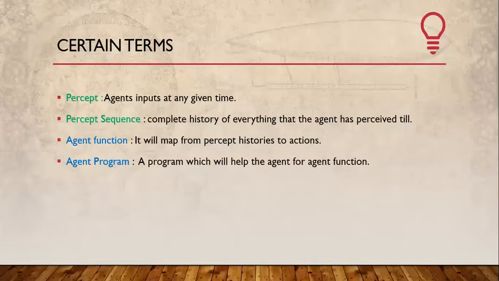So percept is when the agent interacts with the environment and takes certain inputs from the environment, that is what we call percept. What is percept sequence? It is the complete history of everything that the agent has perceived till now, which means all the inputs that the agent has taken till now. That will frame the percept sequence.